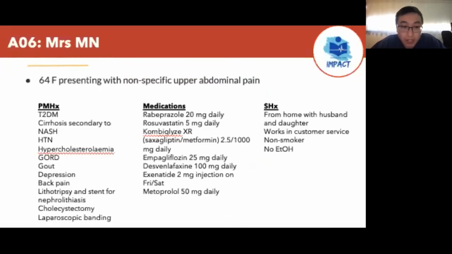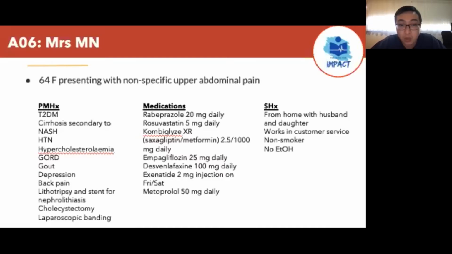So the first patient that the FACEM assigns you to is Mrs. MN. She's a 64-year-old female presenting with non-specific upper abdominal pain. Now, before seeing the patient, you perform a thorough chart review and find the following information about the patient's background.